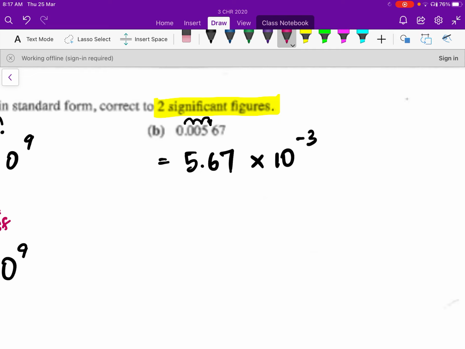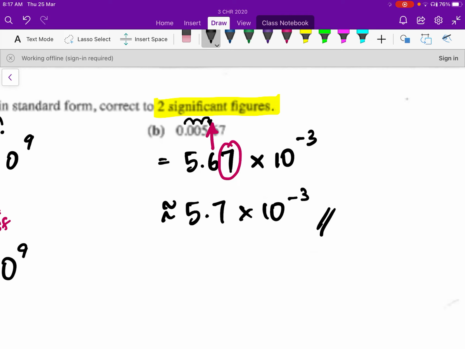So you count the third significant figure. This is number 1, number 2, number 3. Circle it. Since it is a 5, 6, 7, 8, 9, we need to draw up arrow and we round it off to become 5.7 times 10 to the power negative 3. Okay?